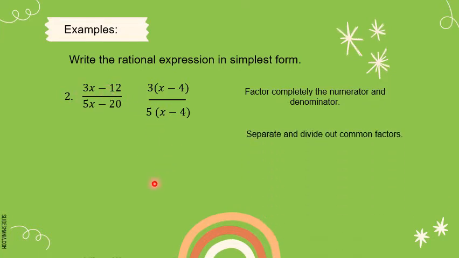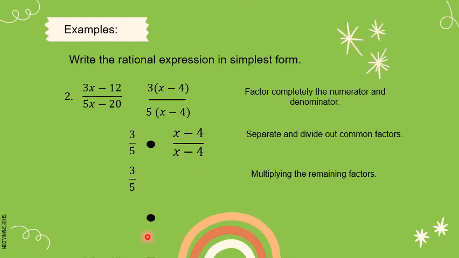Now, second step, we have to separate and divide out common factors. We have 3 over 5 and x minus 4 over x minus 4. So this is a common factor. Now, let's multiply the remaining factors by copying first the 3 over 5. And here, this is the same or common factor, which is equivalent to 1. So therefore, our answer here is 3 over 5.